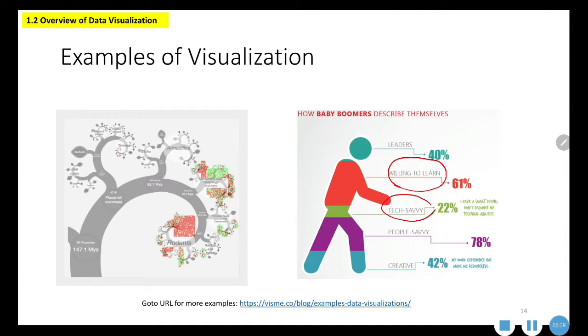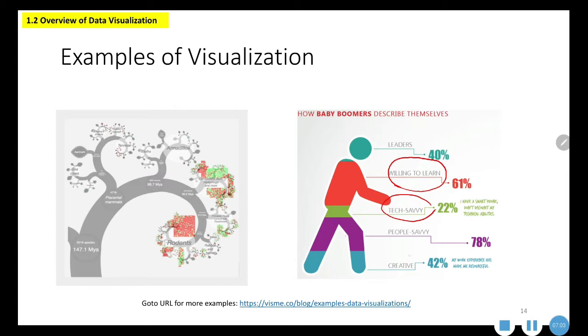But they claim that 78% of them are people savvy, so they are more people friendly. It is true, because during this generation they don't have all these gadgets. So they have more human touch. They communicate better with people, and they are also creative, about 42% of them.